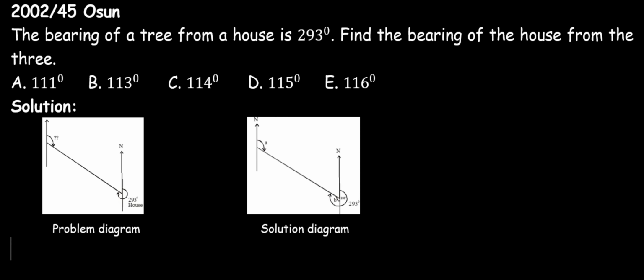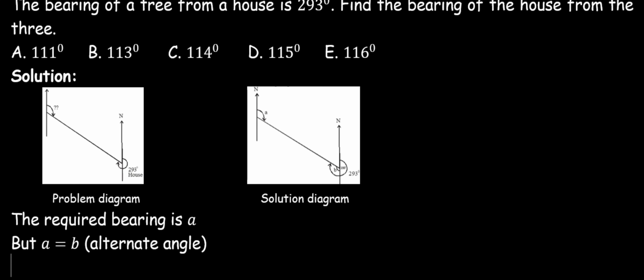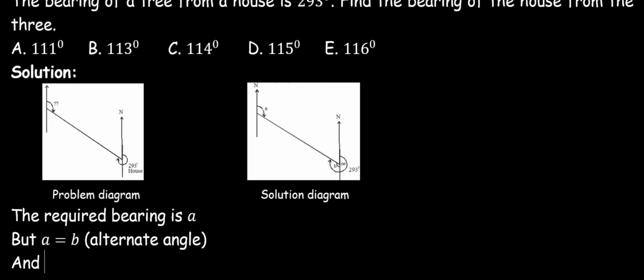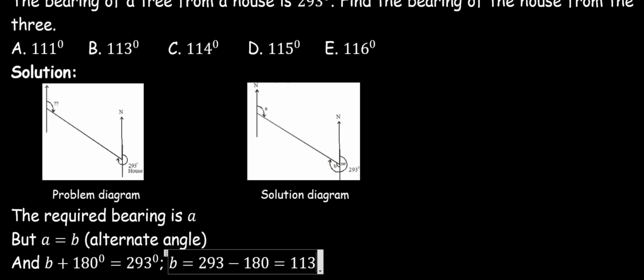Now the solution diagram shows the bearing of the house from the tree, but the required bearing is A, labeled A in the diagram. But A is equal to B, reason: alternate angles, and B plus 180 degrees is equal to 293. But B is equal to 293 minus 180 degrees, which is equal to 113 degrees. Thus, A is equal to 113 degrees.